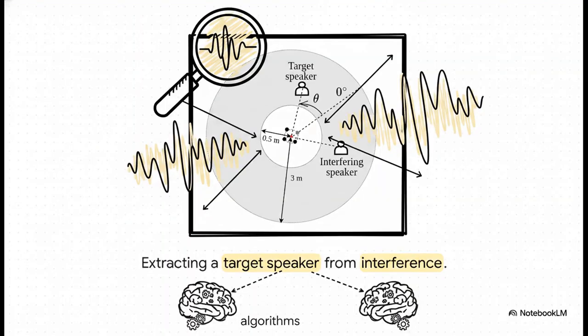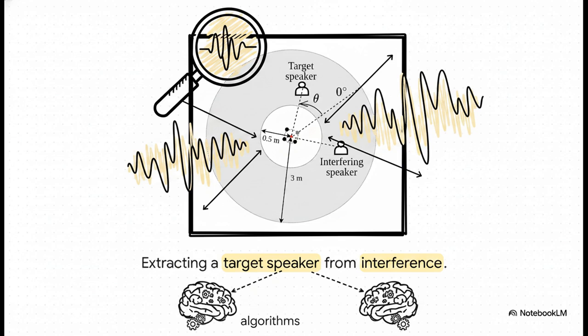So, to really appreciate the fix, we kind of need to understand the baseline problem first. In the acoustics world, they call this the cocktail party problem. Imagine you want to isolate a target speaker coming from a very specific angle. Researchers call this angle the direction of arrival, or DOA. Now, smack in the middle of this room, you have a microphone array, just a bunch of mics picking up sound.